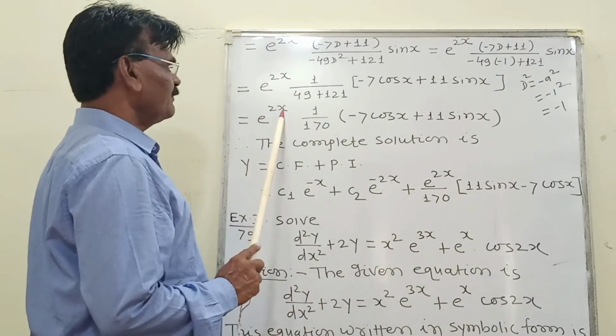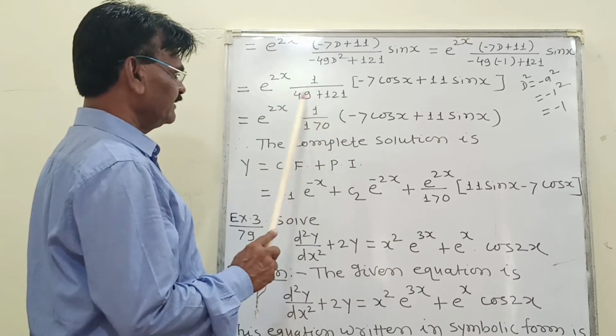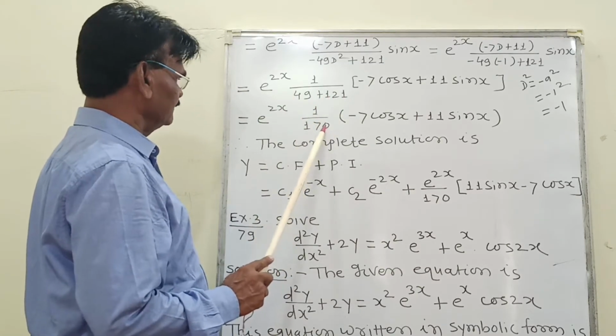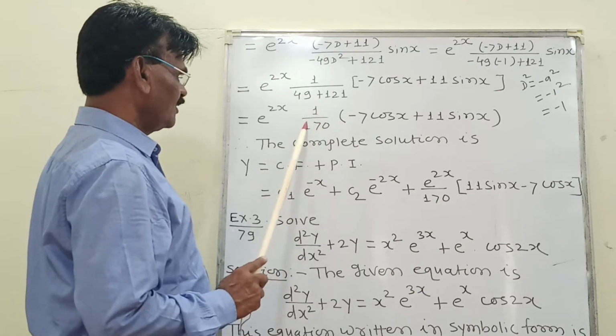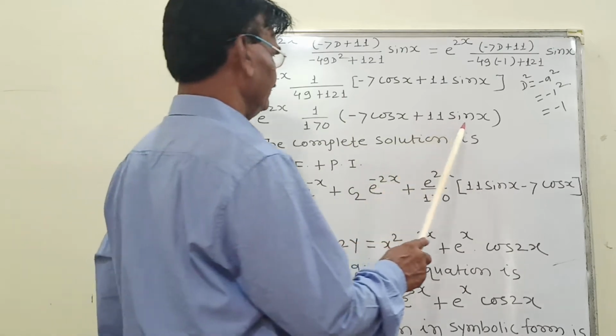Which is equal to e^(2x). Addition of 121 plus 49 is 170, so 1/170 (-7 cos x + 11 sin x).